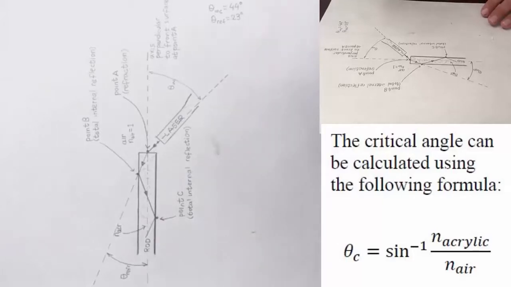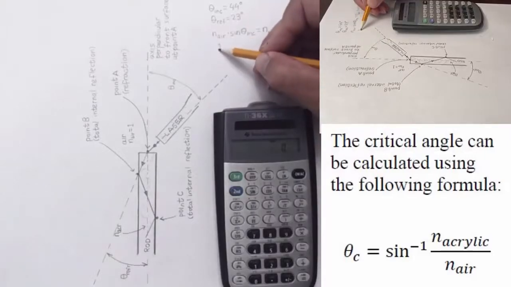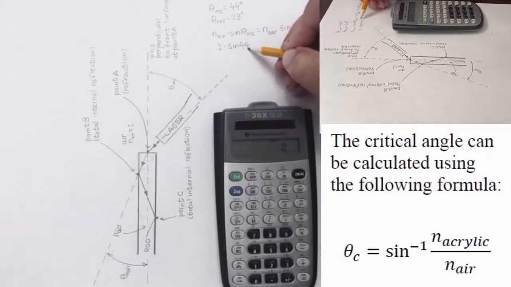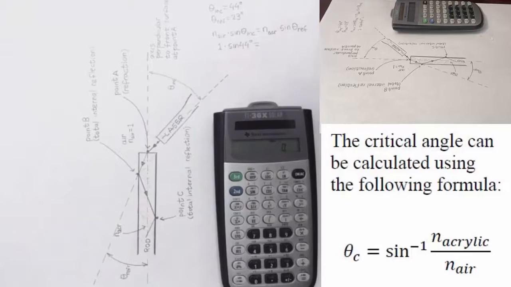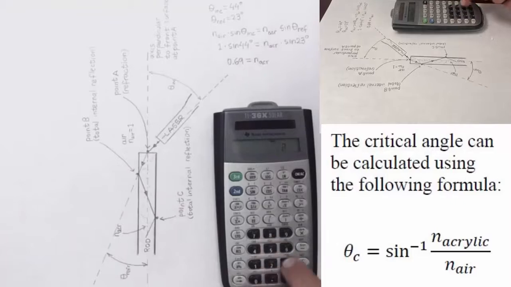Now we are going to use Snell's law of refraction. So we can plug in 1 for the index of refraction of air times sine of 44 degrees, equal to the unknown index of refraction of acrylic times sine of 23 degrees. Let's calculate: sine of 44 degrees is 0.69, and sine of 23 degrees is 0.39.